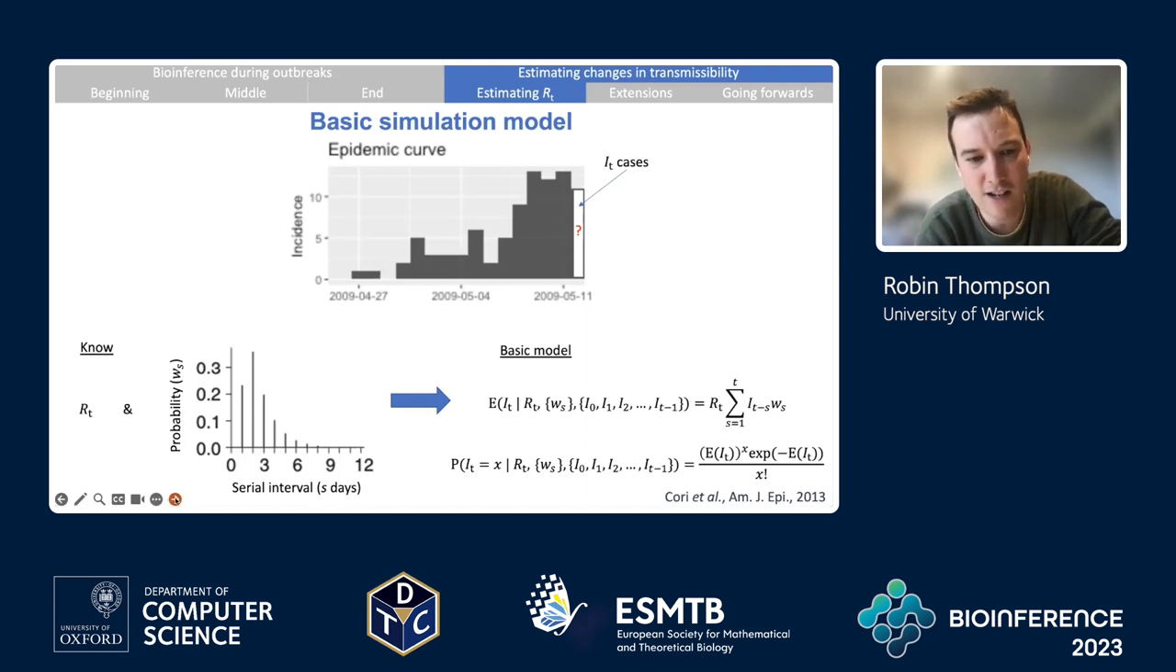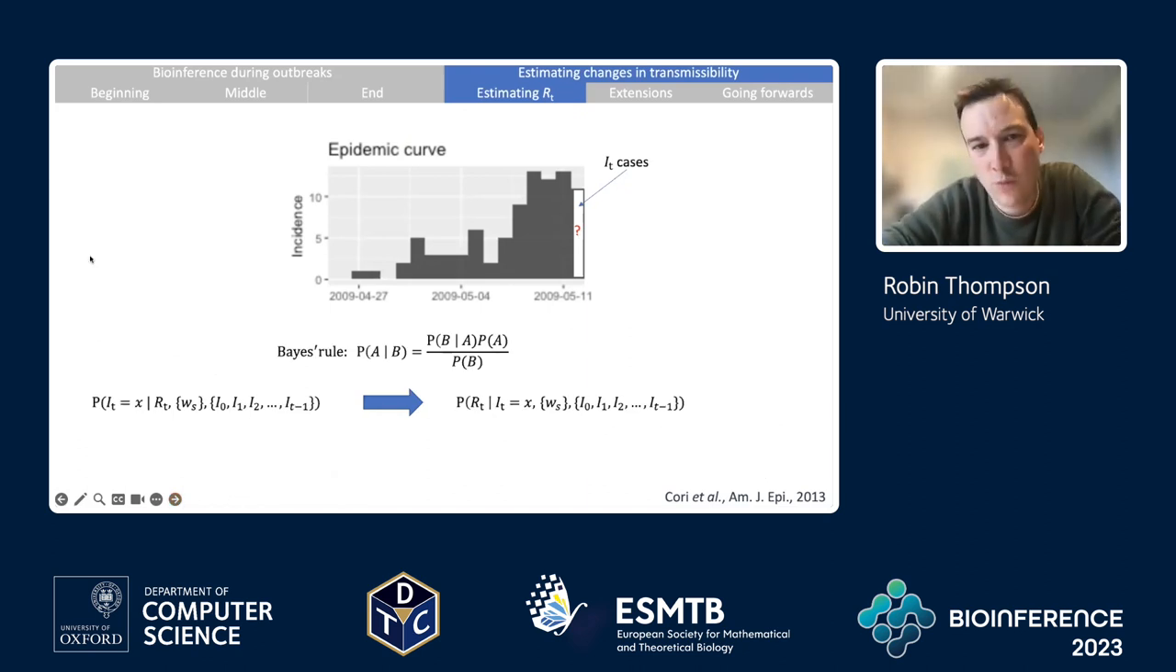Okay, so that's how you can run a simulation of an epidemic in probably the simplest possible way. Of course, we're interested in doing inference, and we want to work out a probability density function, a posterior, for the time-dependent reproduction number, RT. We've got an expression written down for the probability of getting X cases on day T given RT. And then we can just use Bayes' rule to write down the probability density for RT given the number of cases that we actually see on day T. And so that's one way to construct an estimate for the time-dependent reproduction number.